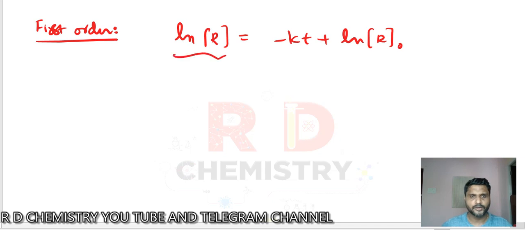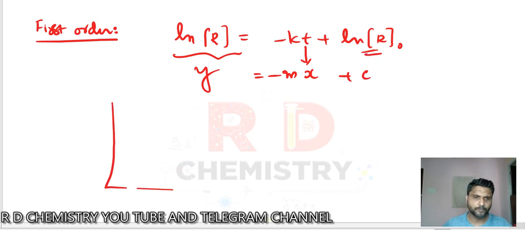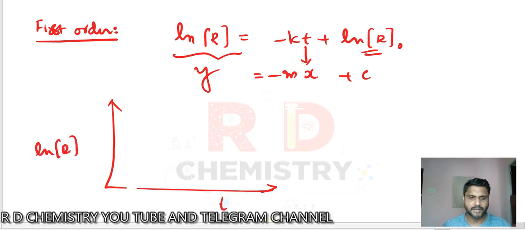So ln r along the y-axis, and the time t along the x-axis, like y equals minus mx plus c. This is a constant value. So I'll plot that one now. Along the y-axis ln r, and along the x-axis the time interval, it is a straight line and the slope is negative. So I should get a straight line like this.